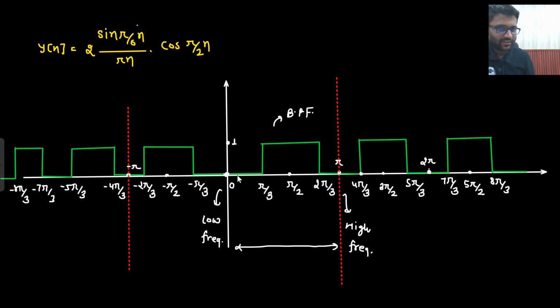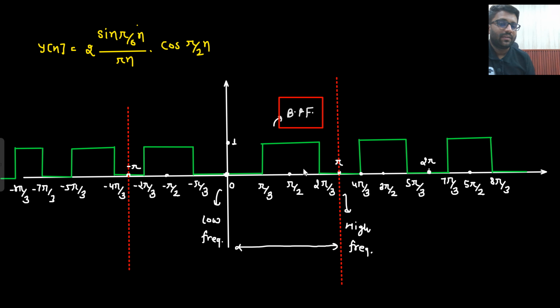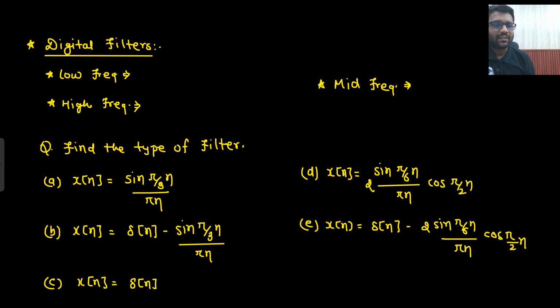I can see that low frequency is not being passed, high frequency is also not being passed, only the mid frequency is being passed. That means it is a band pass filter. So whenever you multiply your x of n with cos omega naught n or sin omega naught n, this was a low pass filter. When I multiplied with cos omega naught n, this became a band pass filter. So don't mug it up, follow the process. If the process is clear to you, then you will be able to solve all the questions in the examination. So low pass filter, high pass filter, band pass filter, everything we have seen. We will see the notch filter as well, or you can say band stop filter. So let's get started with digital filters.